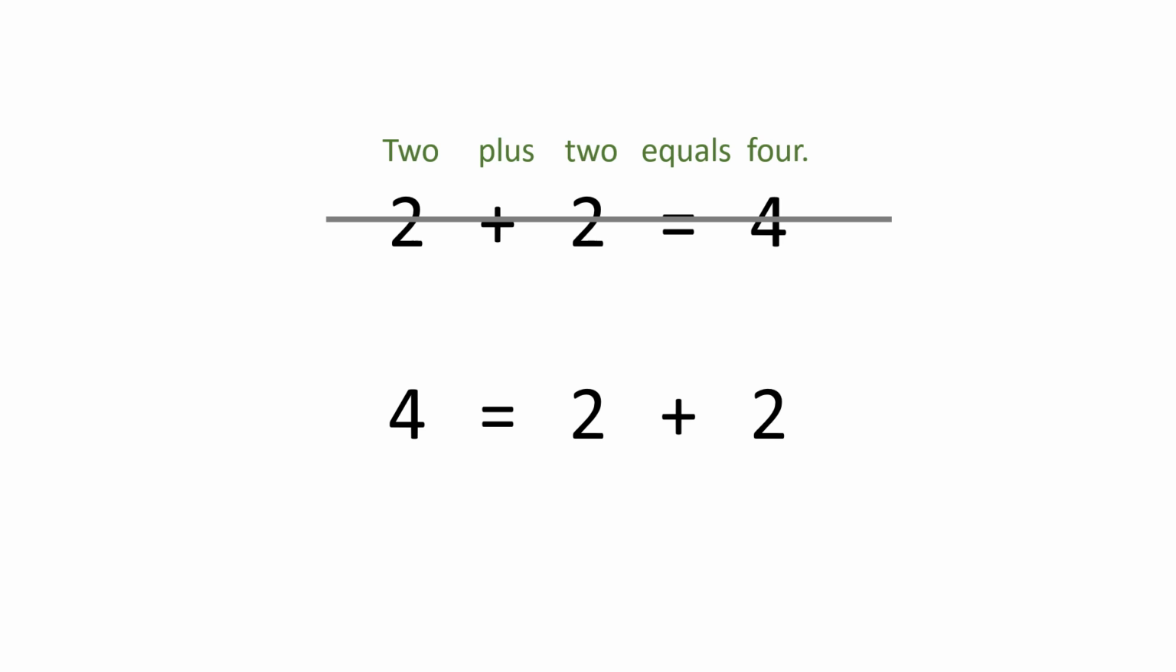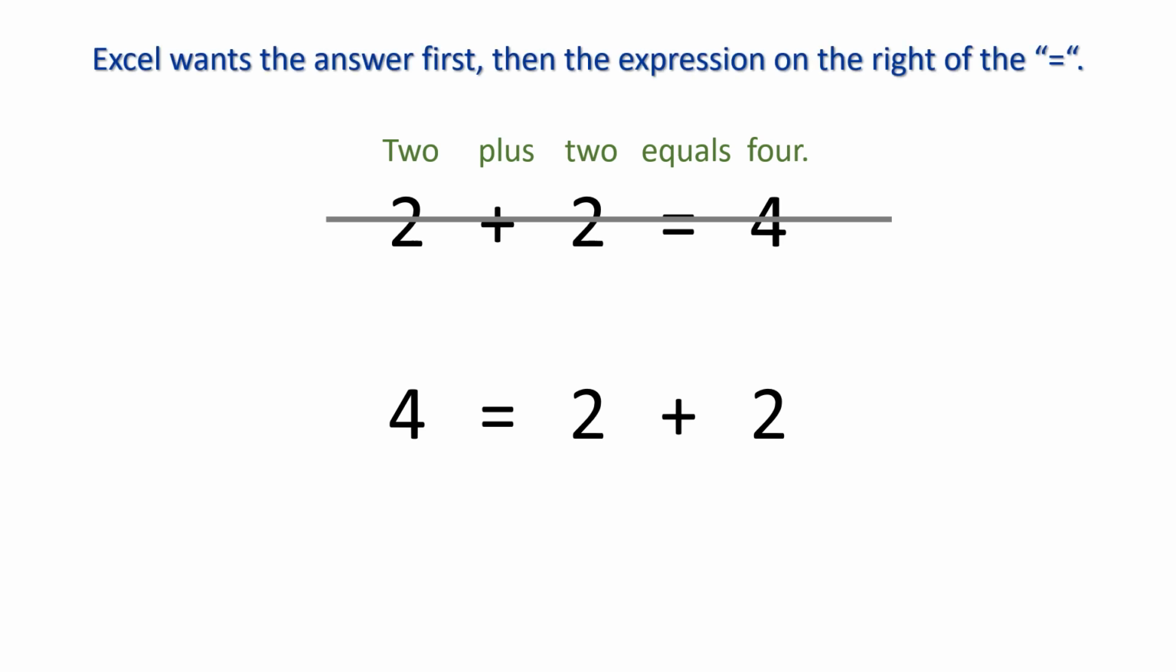That means that we have been taught in mathematics to put our expression on the left side of the equal symbol, but in Excel, Excel's requiring that we put our expression on the right side of the equal symbol, and the answer is going to be what's on the left side of the equal symbol. So Excel wants the answer first, then the expression on the right side of the equal symbol. That's what Excel wants, okay?